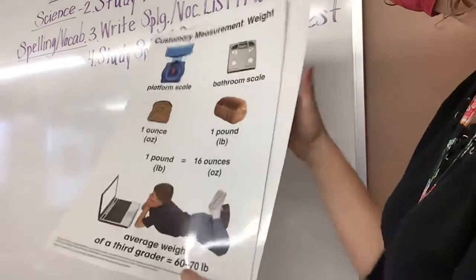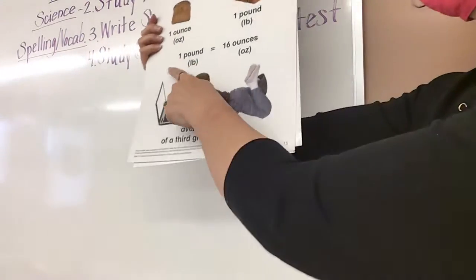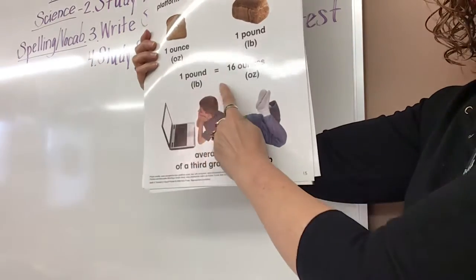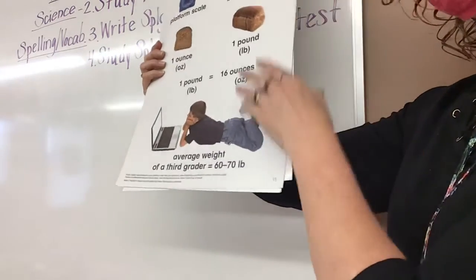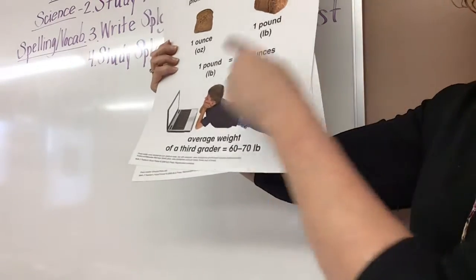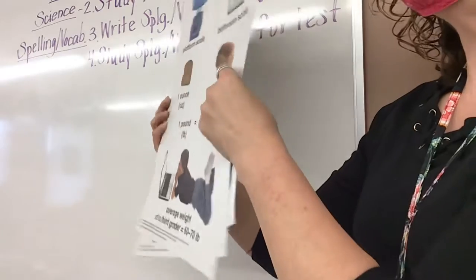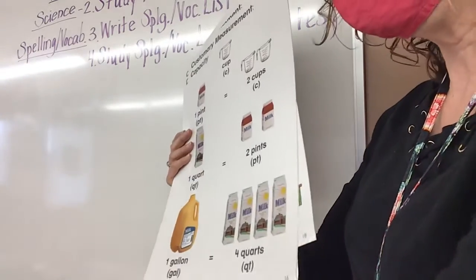Okay, the next measurements we learned were about weight. You only have one that you need to remember, and that is 1 pound equals 16 ounces. Again, abbreviation for pound is LB. The abbreviation for ounces is OZ. Those are not as easy to remember because they are different.